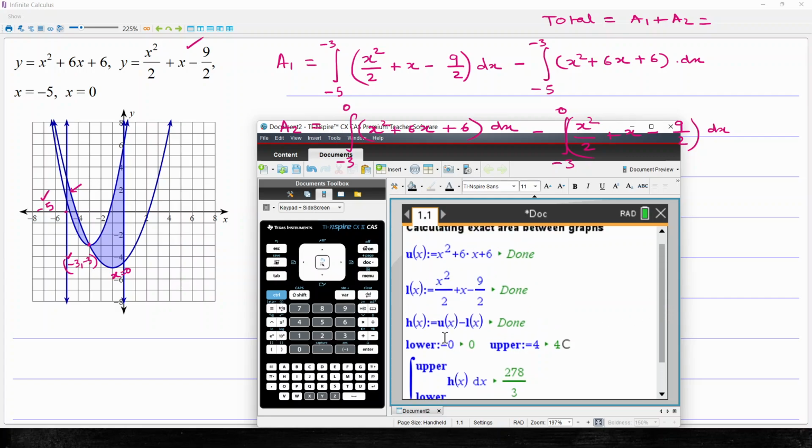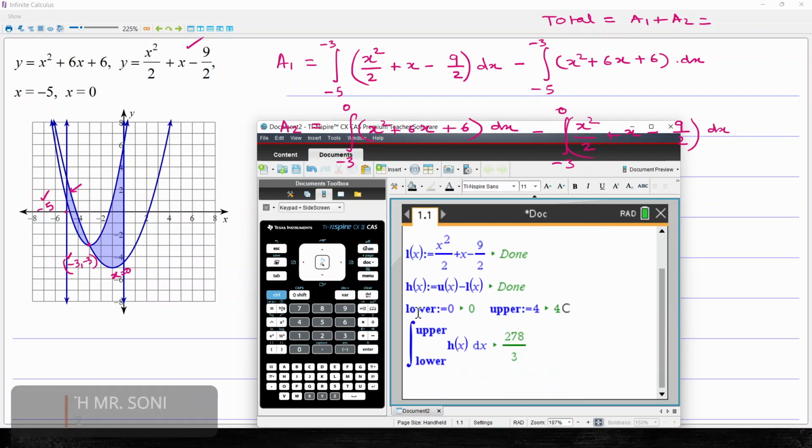And then h of x will be u of x minus L of x. And the lower value we can write for the first area will be -5. And the upper value is -3. We can also write them as A and B. So I think that's a good idea so that we don't get mixed up with the lower and upper functions. And then after that, we have to update this as A to B.